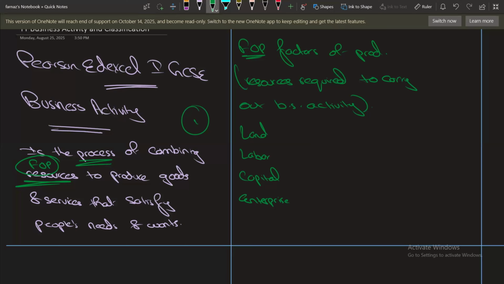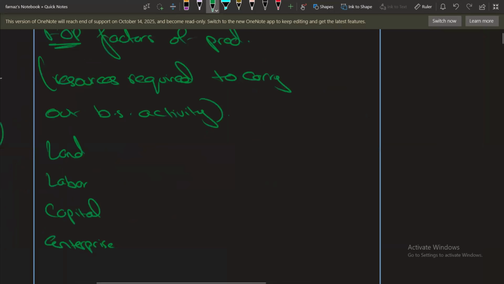You don't need to memorize this definition. If you understand, it's going to make sense. It's a process of combining all the resources to produce goods and services that are going to satisfy people's needs and wants. And resources are the 4 factors of production, which are resources required to carry out business activity, that is land, labor, capital, enterprise. Let's look at them one by one.